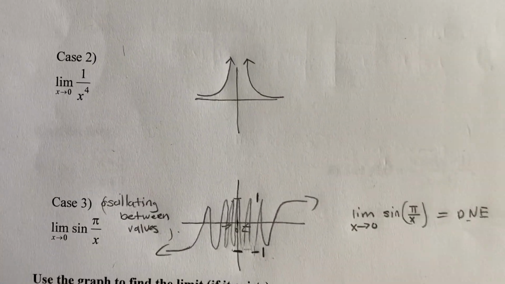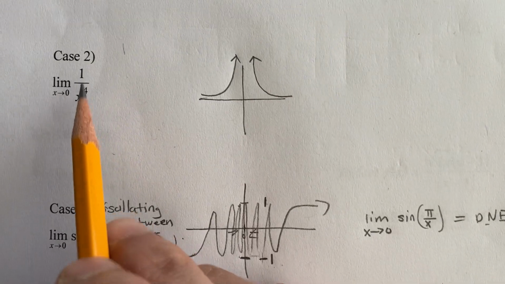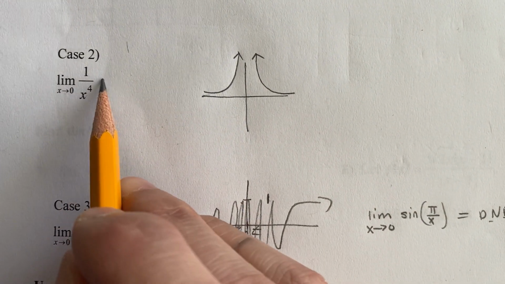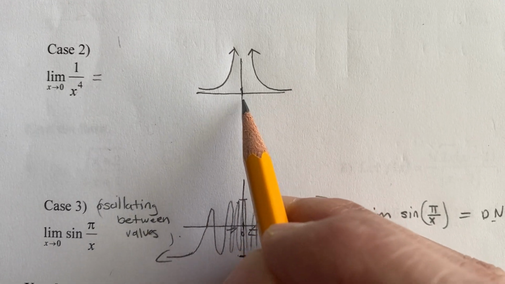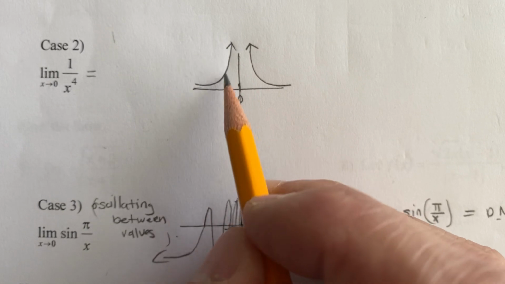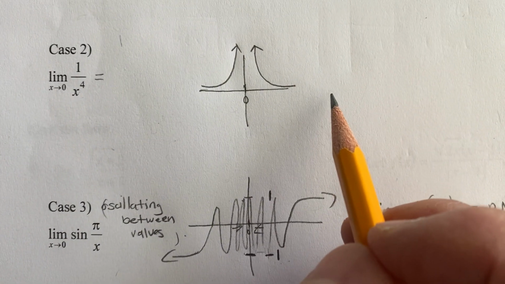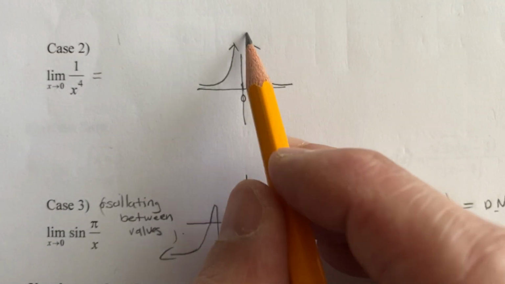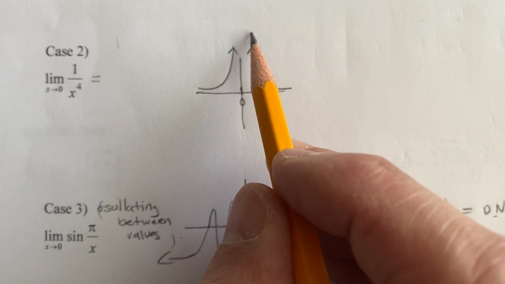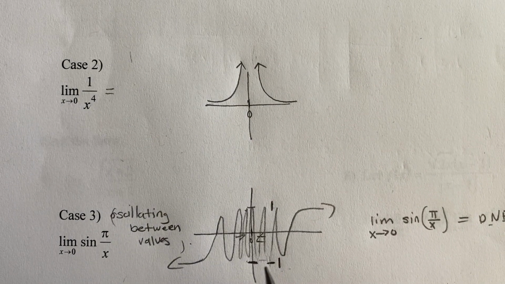All right, now here's another case. If you look at the graph of 1 over x to the 4th, the limit as x approaches 0, what is that? Well, on the left hand side, as x approaches 0 from the left, this is approaching positive infinity. On the right hand side, as x approaches 0 from the right, the y value, of course, is also approaching positive infinity.